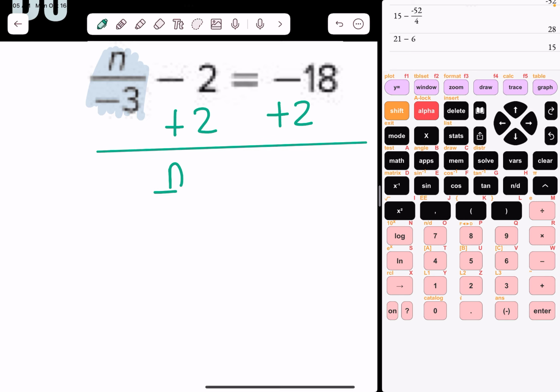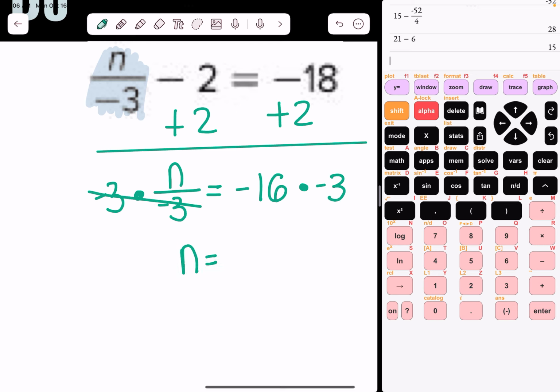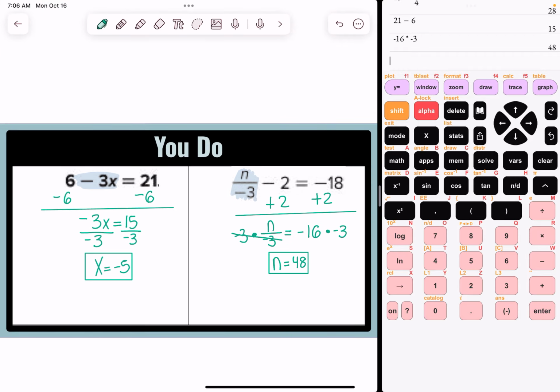So we will have n over negative 3 equals negative 16. And to get rid of the negative 3, we are going to multiply by 3 on both sides, because it was n divided by negative 3. And to get rid of a negative 3, you want to multiply on both sides because it was being divided, so we multiply. And negative 16 times negative 3 is 48. And again, you can check by just plugging in 48 and seeing do you get negative 18 out.